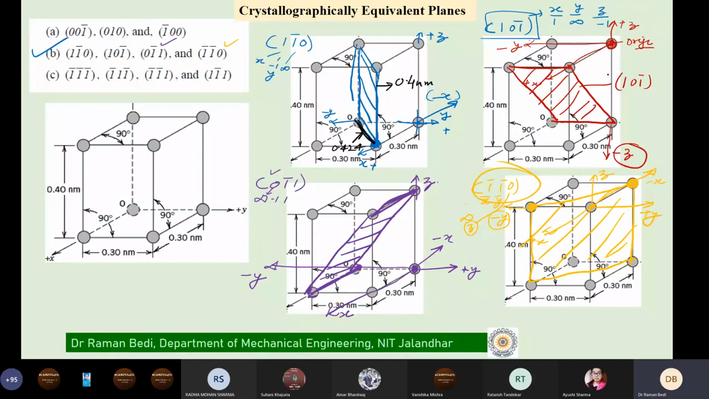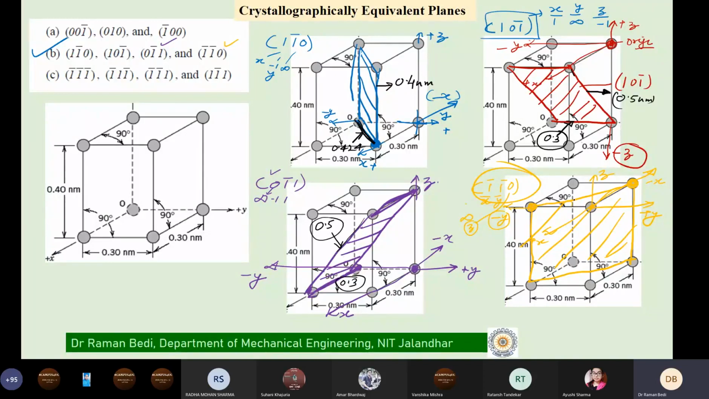When I look at the second figure here, we now see that this dimension again happens to be 0.3 nanometers. But now I have the face diagonal, which is constructed by 0.3 and 0.4, and this comes to 0.5 nanometers. Similarly, when I look at the next one, 0 1 bar 1, the dimension of this edge happens to be again 0.3, 0.4, the hypotenuse would be 0.5 nanometers, and the base again 0.3 nanometers. So 0.3, 0.5, 0.3, 0.5 again here.